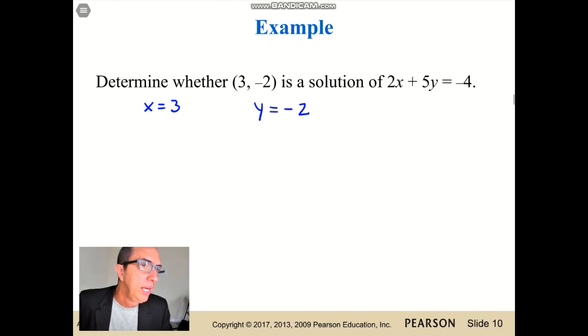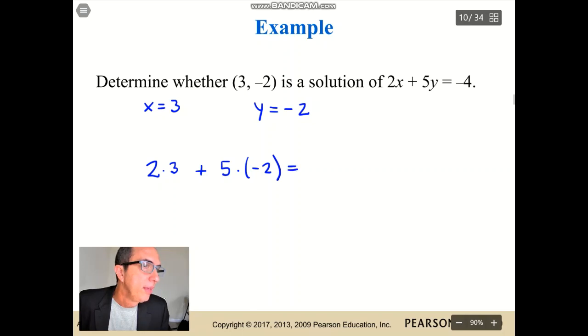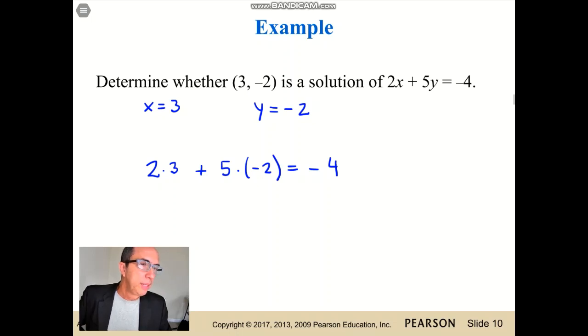We will then plug in these coordinates, these values, on the equation. So 2 times x, x is 3, plus 5 times y, y is -2, equals -4. After we plug in, we will simplify and check if this equation produces a true statement. So we can see if it's a true statement, this order pair is a solution. So let's check it out.